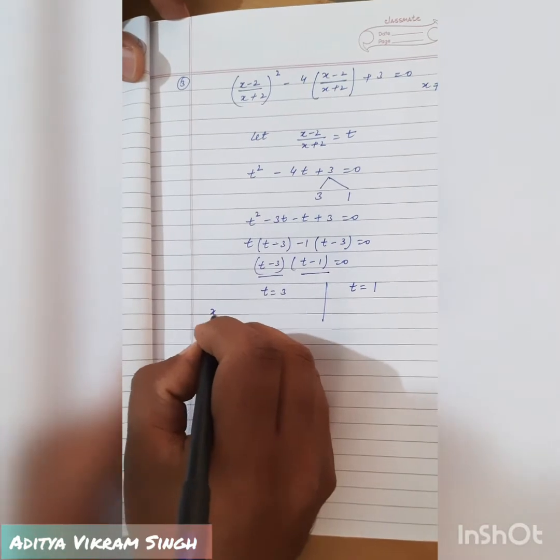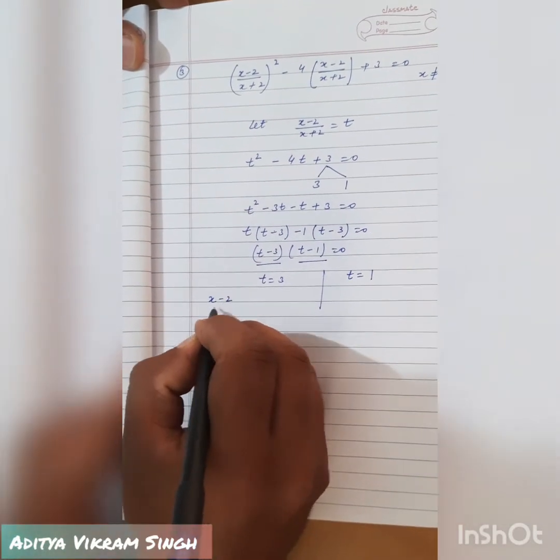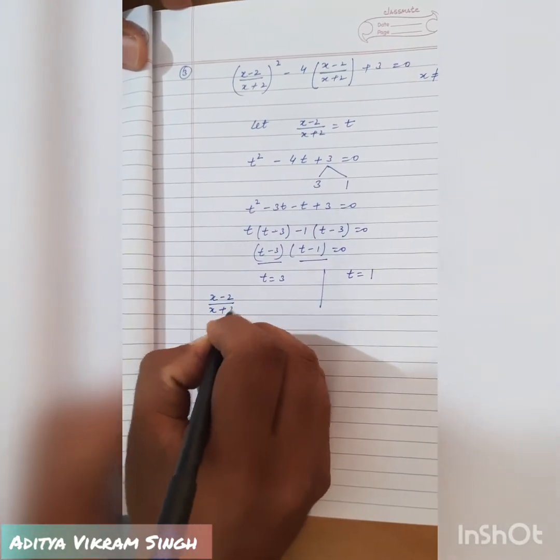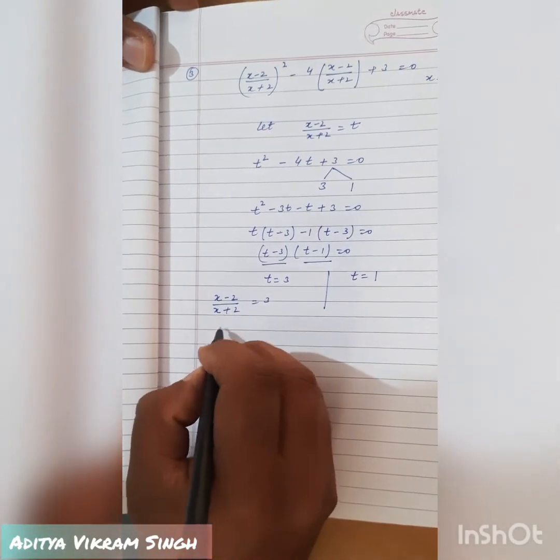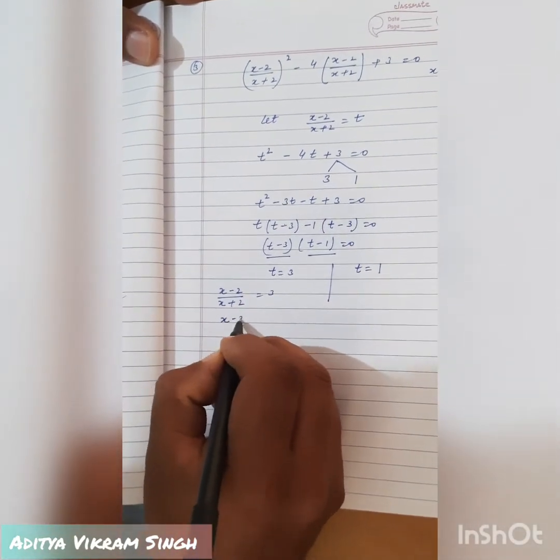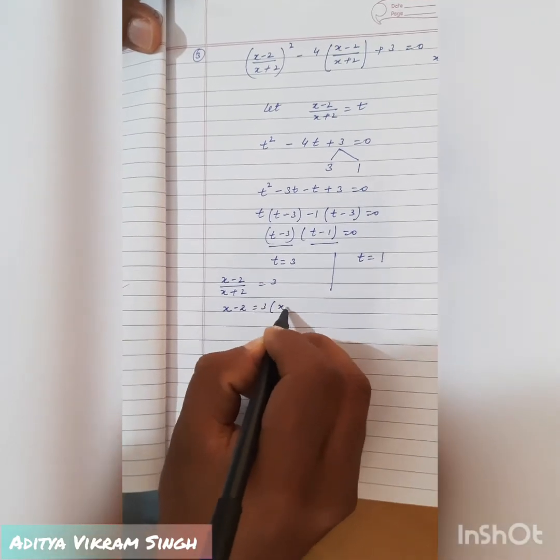So we know that we had supposed that x minus 2 upon x plus 2 is equal to 3. So we just cross multiply. X minus 2 is equal to 3 times x plus 2.